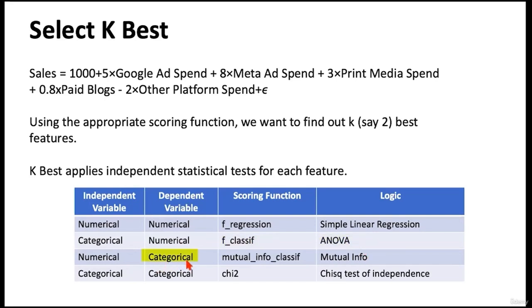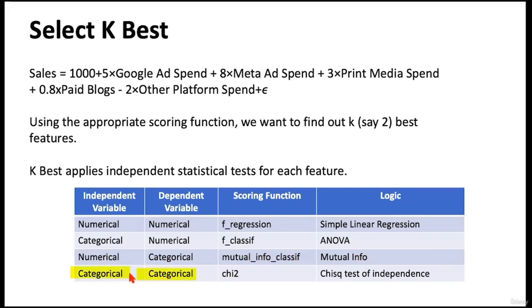If your dependent variable is categorical, you're solving a classification problem, and the independent variable is numerical. So you're trying to solve, let's say, for a default or non-default, and the feature that you're using to explain that is credit score. Then you use something called as mutual info classif. It works on the logic of mutual information.